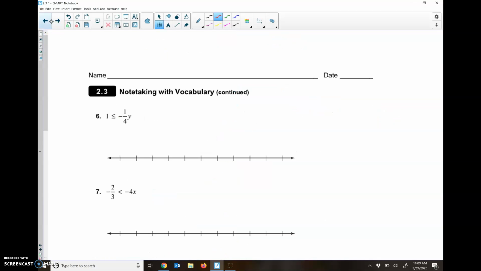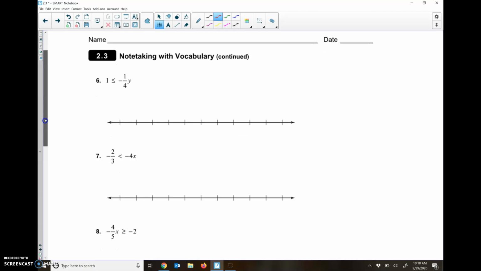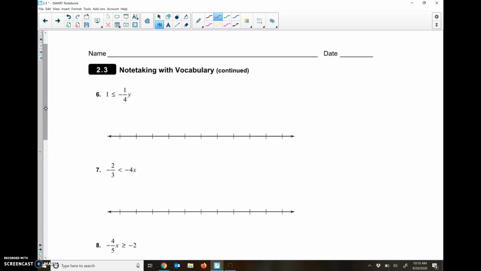All right, let's look at some more on the back page here. So again, some more fractions. So I have 1 is less than or equal to negative 1/4 y. Same thing, I'm going to multiply by the opposite. So I'm going to multiply by negative 4. So those cancel out. Negative 4 times a positive 1 is a negative 4. I ended up multiplying by a negative, so my sign needs to get flipped. It was a less than or equal to sign, and I'm going to flip it to a greater than or equal to sign. So negative 4 is greater than or equal to y.